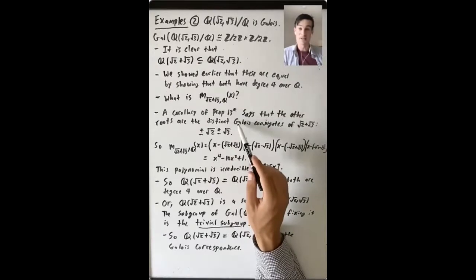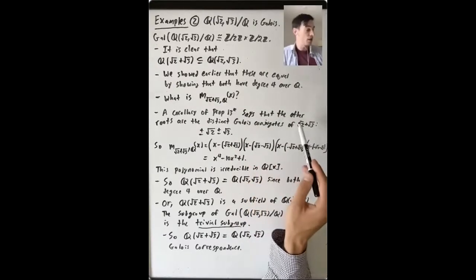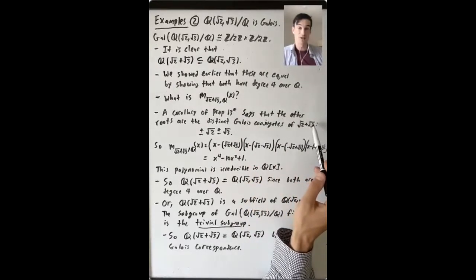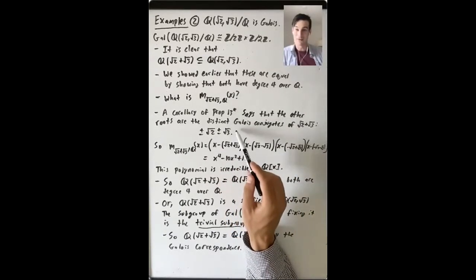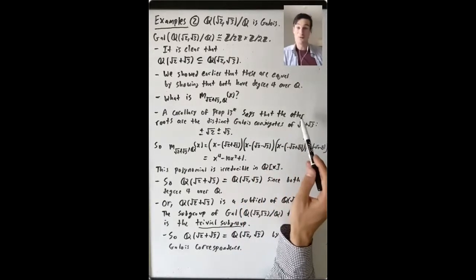What are the other roots? They are the distinct Galois conjugates of this element, square root of 2 plus square root of 3. So we just apply each Galois element to square root of 2 plus square root of 3 and see what we get. And what we get is plus or minus square root of 2 plus or minus square root of 3. Okay, so that's 4 roots.